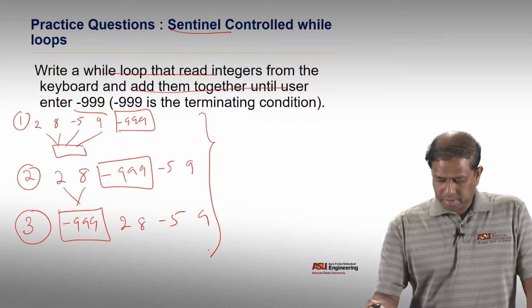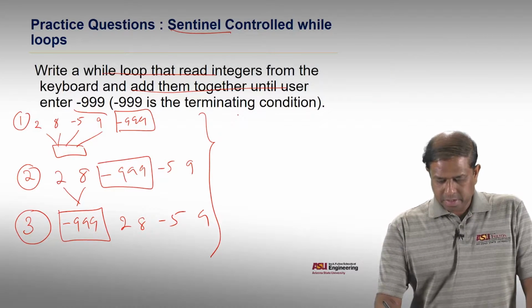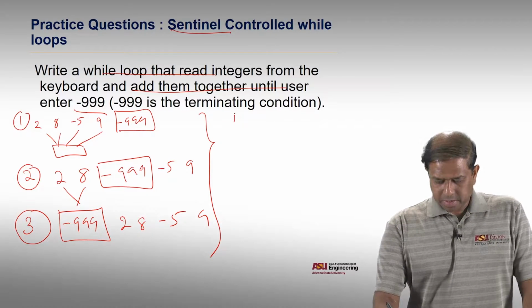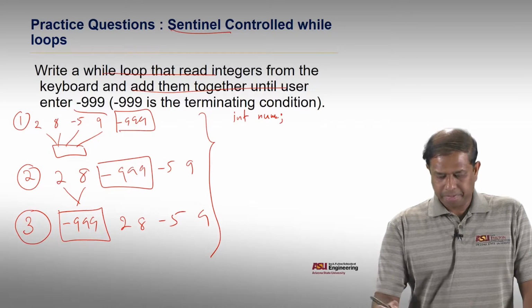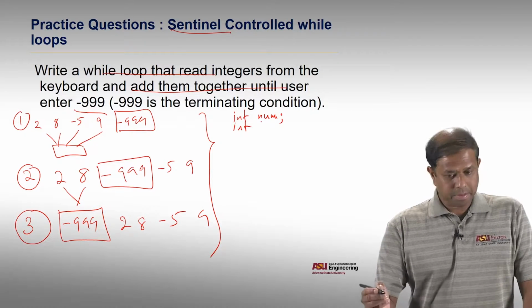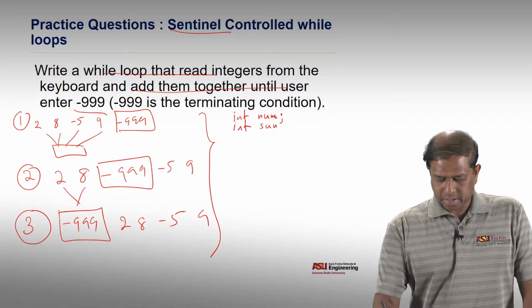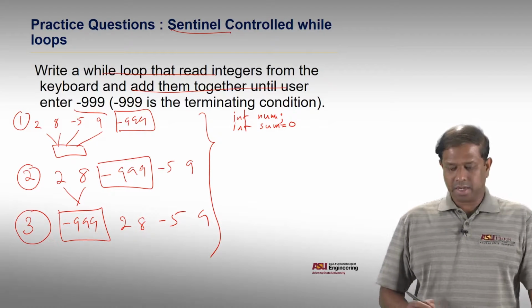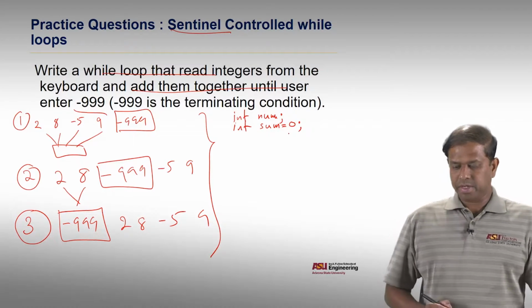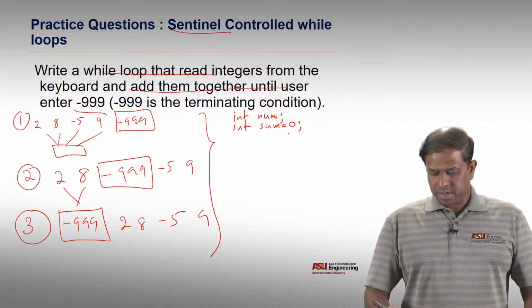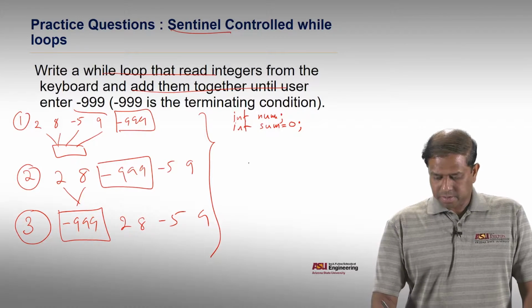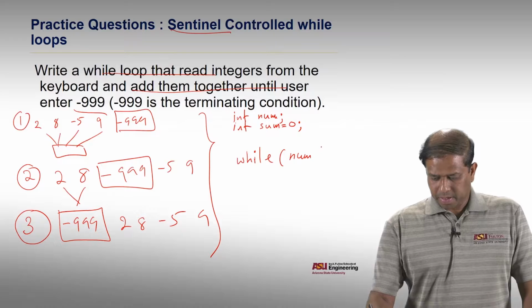Now to accomplish this task, we need two variables. The first one is to read a number from the keyboard, so let's call it num, and then another integer variable to add them together, called sum. We are going to initialize sum to 0. Now inside this loop, we need to check whether num is not equal to -999.